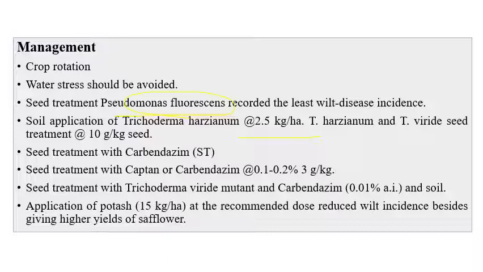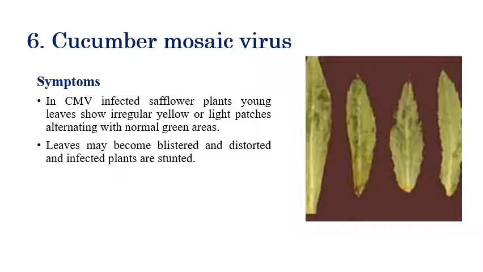And also one seed treatment with the Trichoderma viride mutant and carbendazim at the rate of 0.01% active ingredient in soil can be recommended. Along with these management aspects, one more is the application of potash, especially at the rate of 15 kilogram per hectare, which can be recommended to reduce the wilt incidence, maximizing the yields in sunflower.